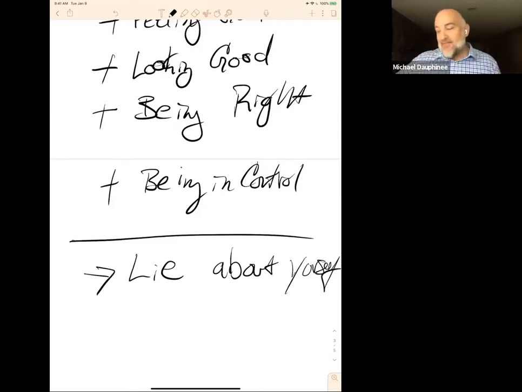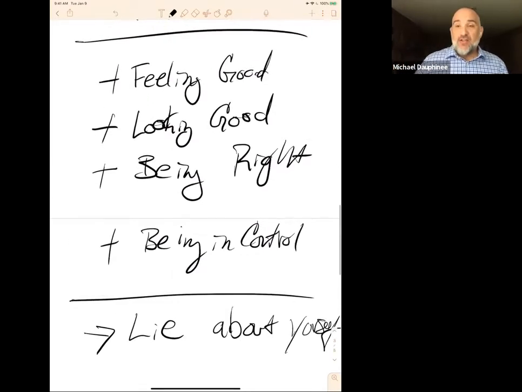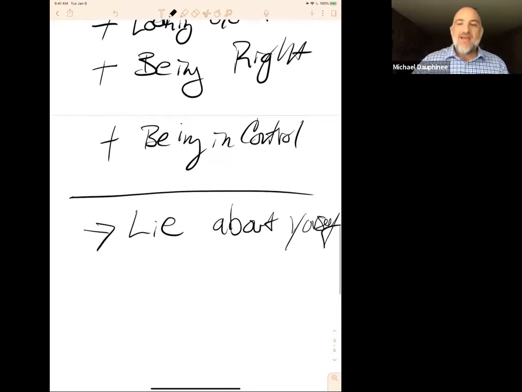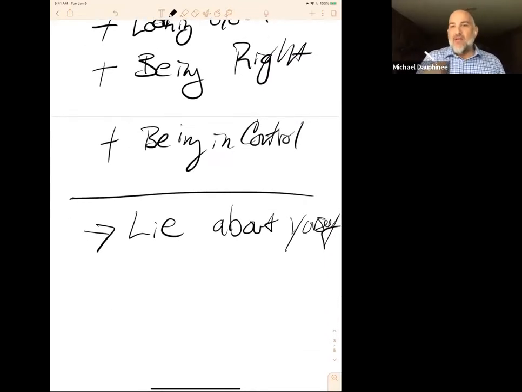So for me, I've done the work, which is worth a deeper conversation at another time. I've now realized that yes, there's feeling good, looking good, but that is driven by a fear of abandonment. If anybody knows Enneagram, I'm an 8. We're scared to death to be abandoned.